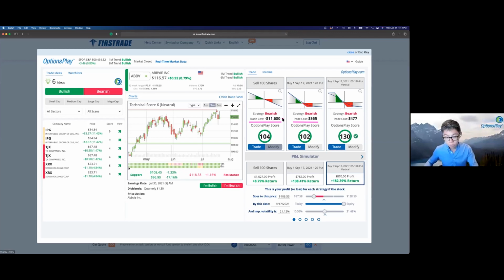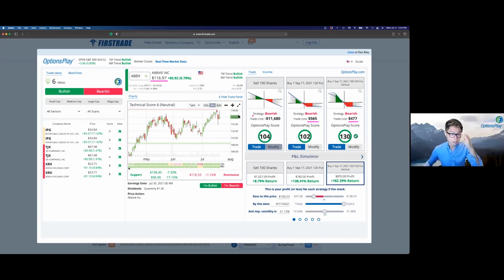A put option gives you limited risk. Here I'm only limited to $565 of risk, or look at a put spread, which reduces my risk even further down to $477. On a $116 stock, $565 is roughly a little over 5% of the stock. $477, what's that? About 4% of the stock.